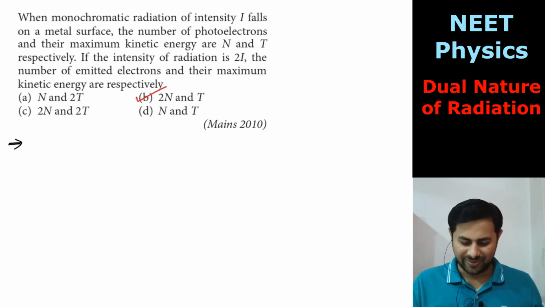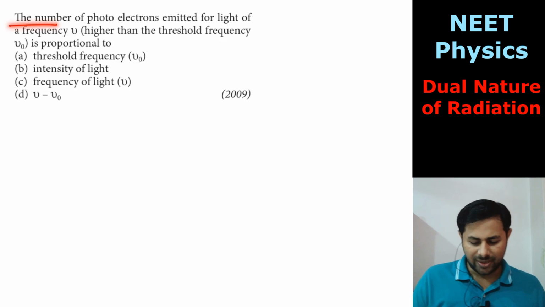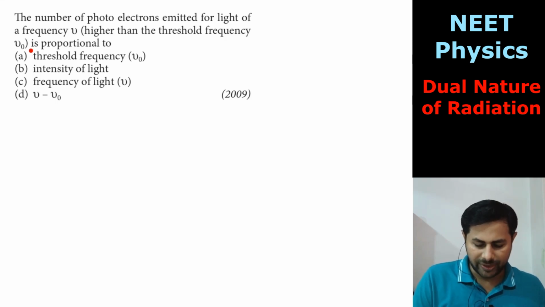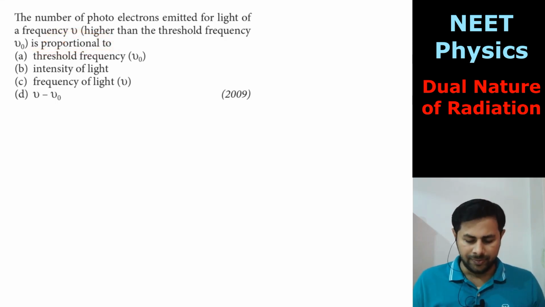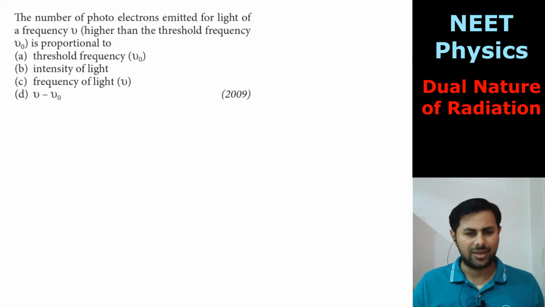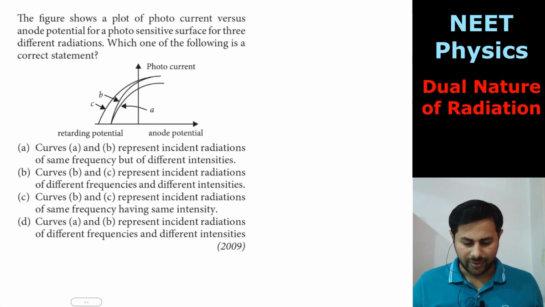Okay, let's see the next one. The number of photoelectrons emitted for light of frequency nu higher than the threshold frequency is proportional to? That means current is proportional to? It's very simple. Yes, it's option B. Current is proportional to intensity. Very simple. Good. Okay, let's see the next one.